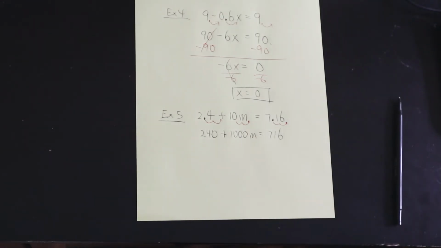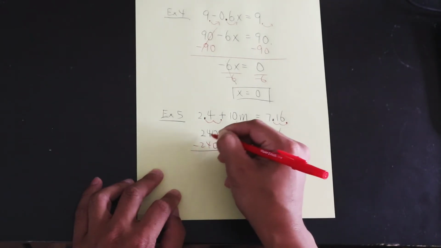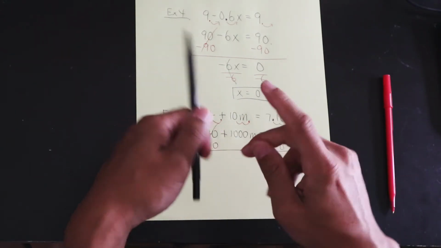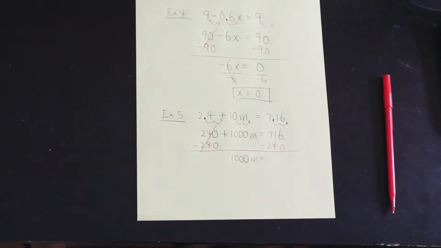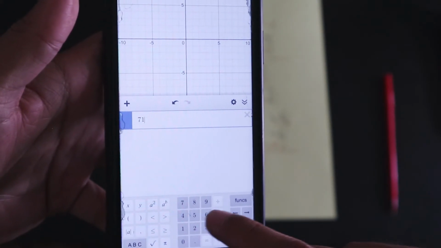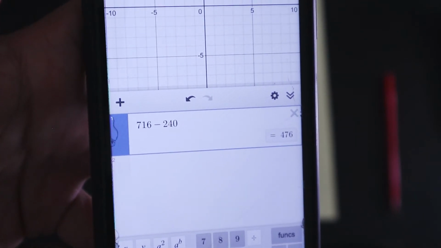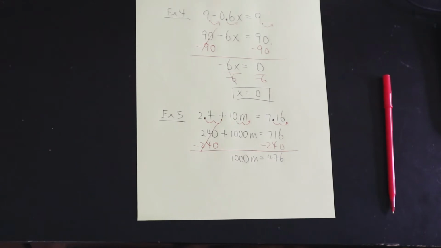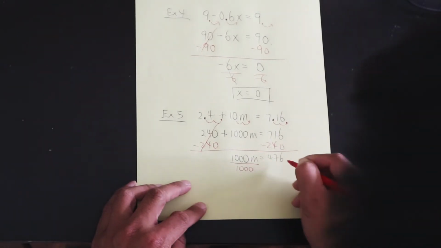And then from there, you just solve it like normal. You're going to subtract 240 on both sides. Okay, you cross it out. So you get 1000m is equal to, what's 716 minus 240? I need to use my calculator. 716 minus 240, and I get 476. So I'm going to put 476 right here. And then at the end, I'm going to divide both sides by 1,000.